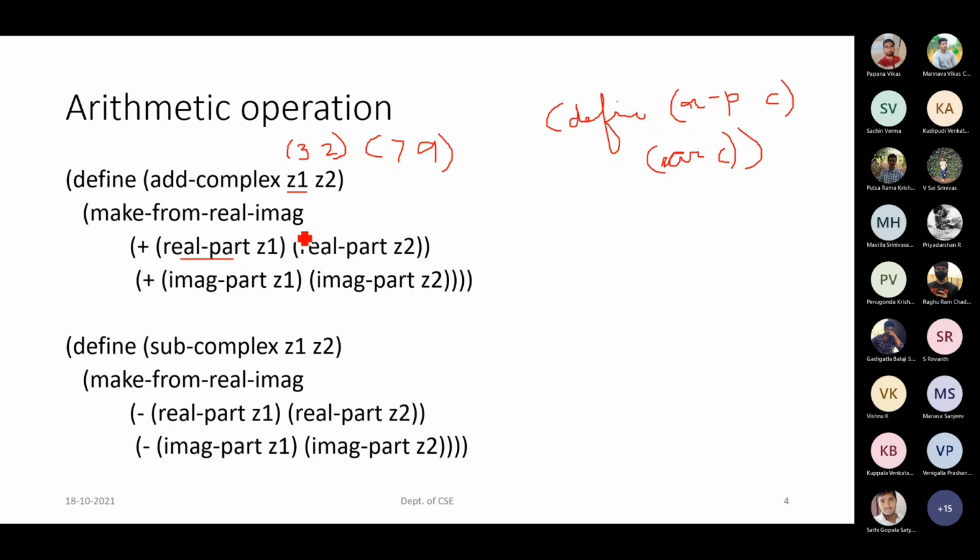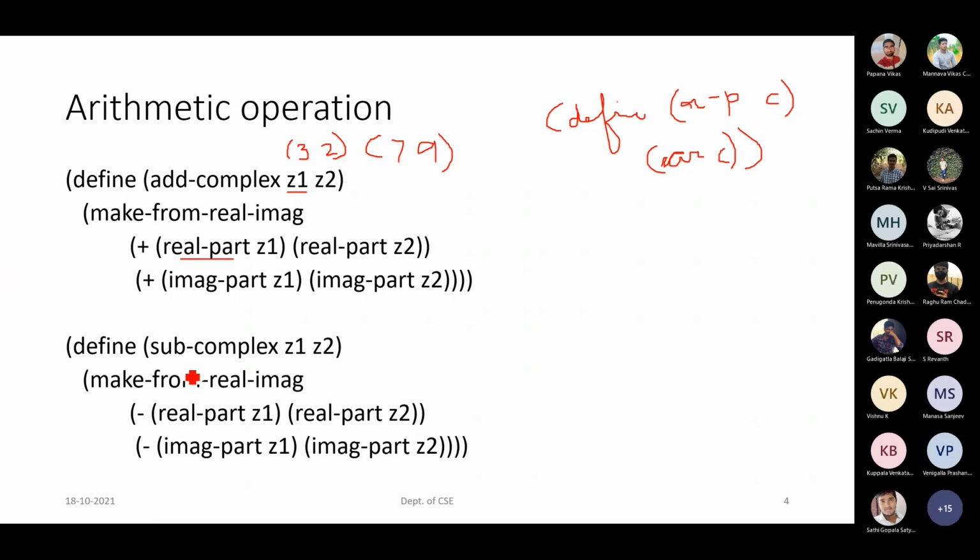So make from real imaginary. This procedure will help us construct the value back to the complex number form. What would have been used in this make from real imaginary? It should be the constructor. What is the constructor we can use? We have only two values to be combined, so we will be using cons for combining these two values.